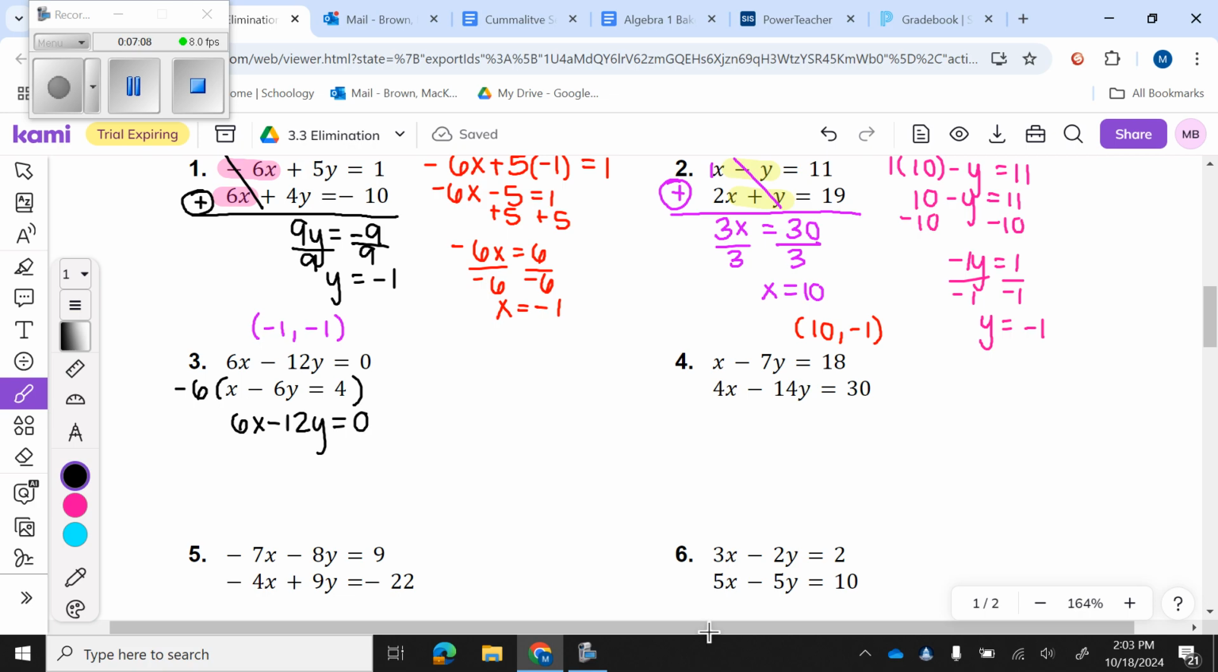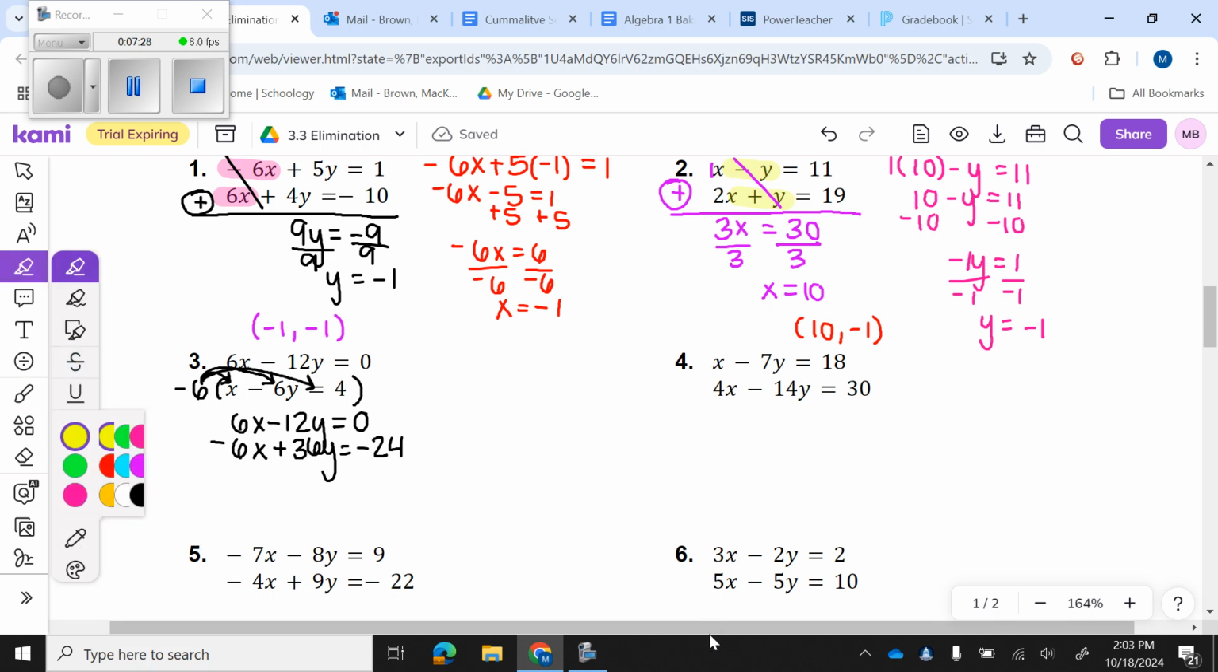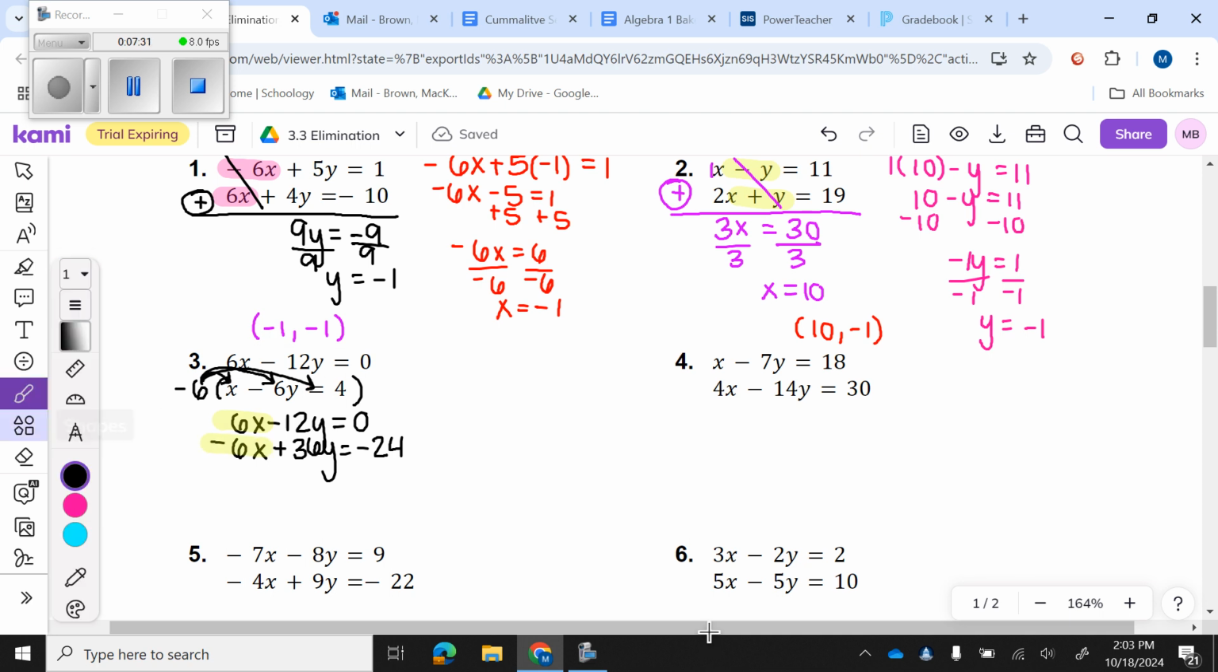I'm going to multiply everything in this bottom equation by a -6. So I'm basically just distributing it. It's going to be a -6x. You've got to be careful, -6 times a -6 is a positive 36y. And then I also need to do -6 times 4, which is going to give me a -24. From here, I've got two things that match, and they have opposite signs, which means I'm good to go. So I'm going to add to eliminate. My 6x plus a -6x is going to cancel. I'm going to do -12 plus 36, and I'm going to get 24y equals 0 plus -24 is a -24.